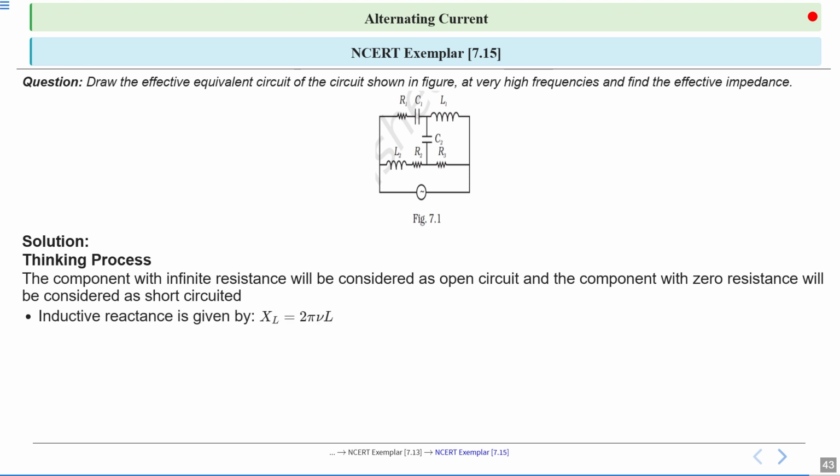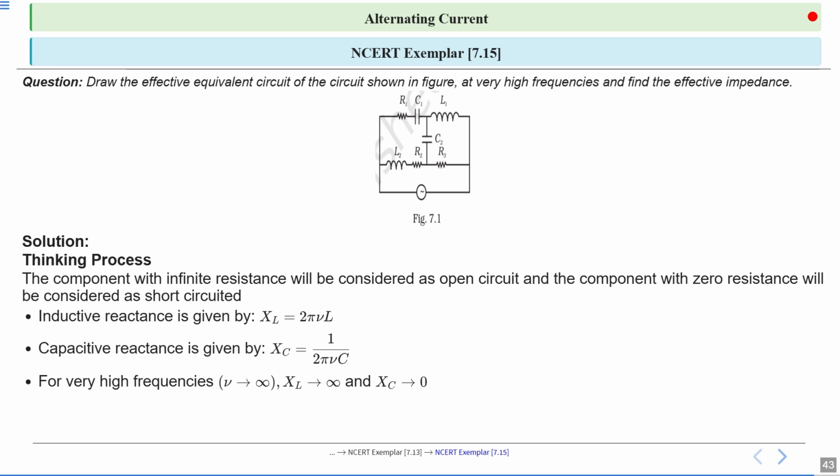Inductive reactance is given by XL equal to 2 pi nu L and capacitive reactance is given by XC equal to 1 by 2 pi nu C. So if frequency is very high, XL is very high and XC is very, very low. For high frequencies, nu tending to infinity, XL will tend to infinity and XC will tend to 0.